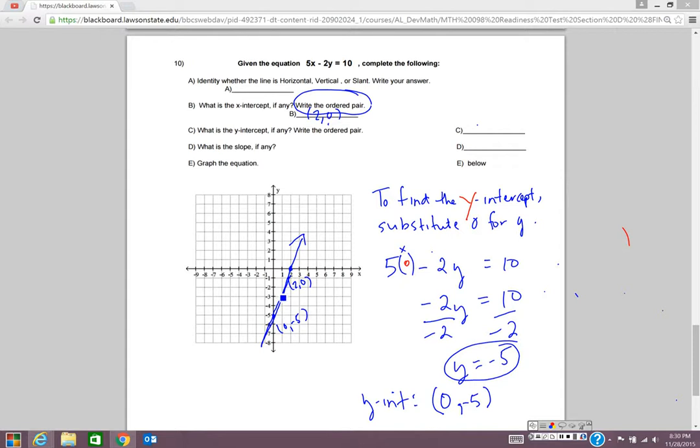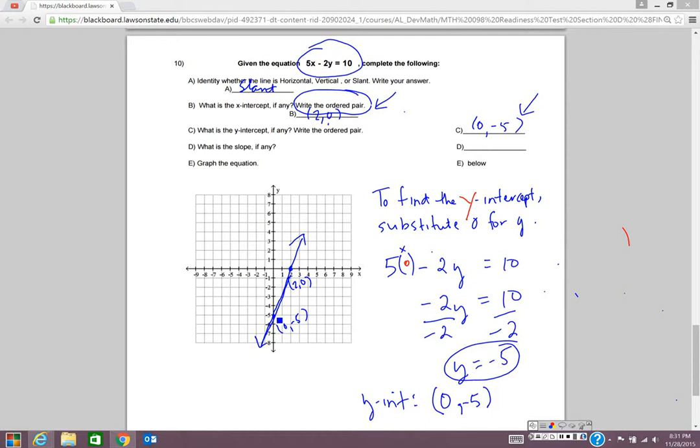So as you can see, we do have a slant line, but we knew that because this is not a special case. The y-intercept is (0, -5). What is the slope? Now, you can find the slope several ways. You could use those two points and plug into the slope formula, or you can put this into slope-intercept form, or you could use rise-run.